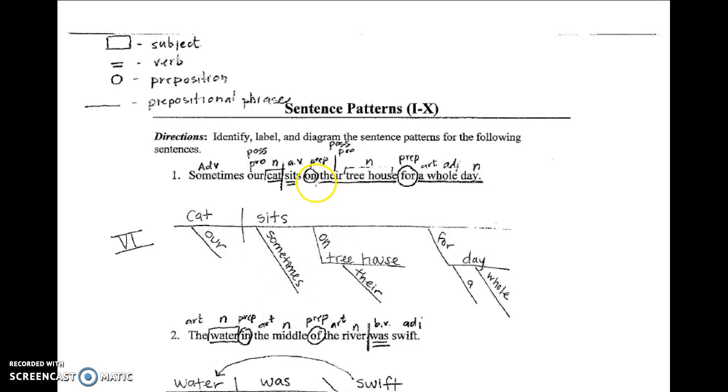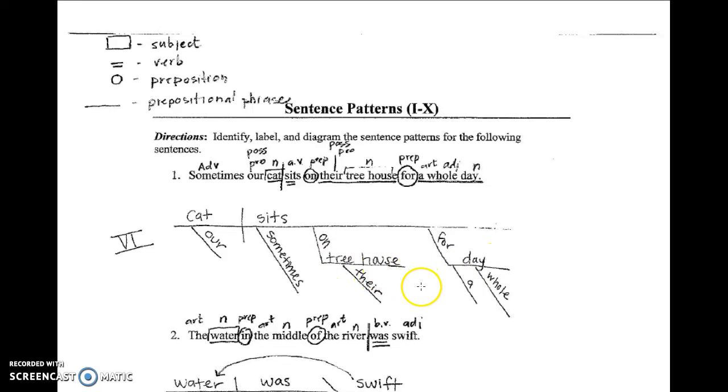The prepositional phrases also qualify the verb. The cat sits where? On the treehouse, their treehouse. And for how long? For a whole day. So they also go underneath the verb line. Nouns always go on the horizontal. So just remember we have noun here, noun, and they're all horizontal.